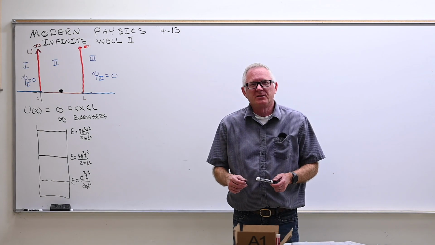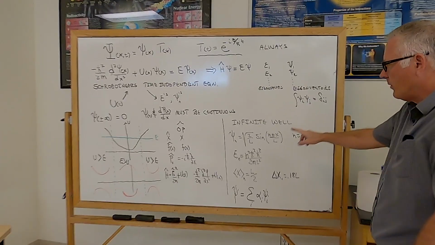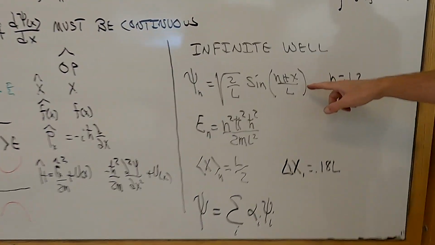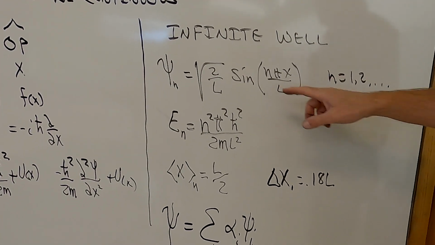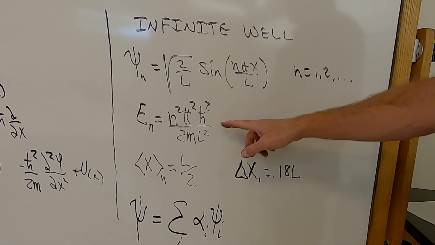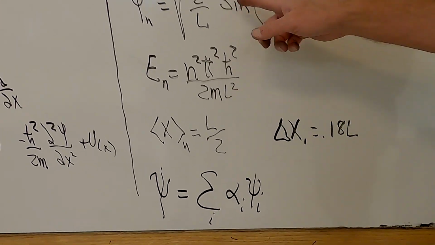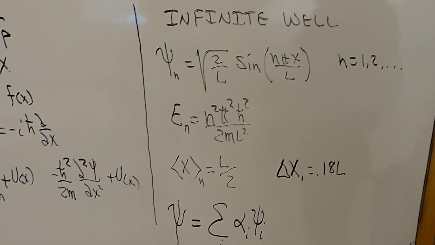So this video is just a continuation of our infinite well. Just to remind you, the last time we got the eigenfunctions and the eigenvalues for the infinite well. We also calculated the average position for all these states. They're all at L over 2.